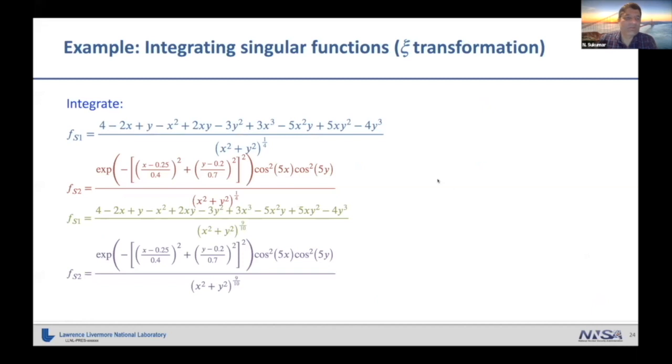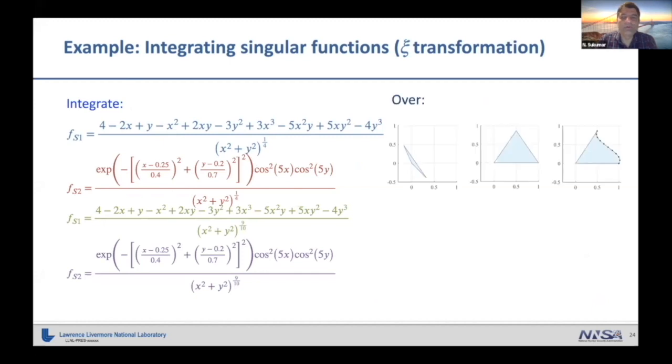So the next test is integrating singular functions with the psi transformation, or they should be S3 and S4. So they have 4 different functions. This one has r to the power of 1/2, so this is the square root of x squared plus y squared, to the power of 1/2. And then this is 9/5. So this is a different power. This is half, and this is 9/5. Therefore, these are not beta equal to 1, 2, 3, essentially. They're different values.